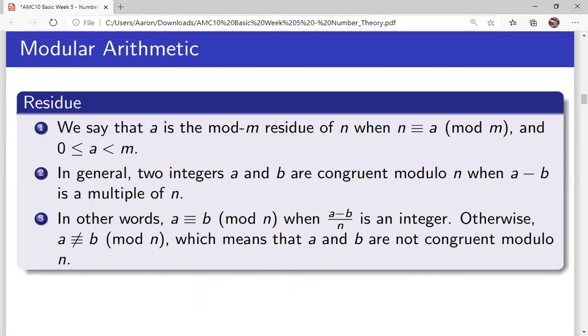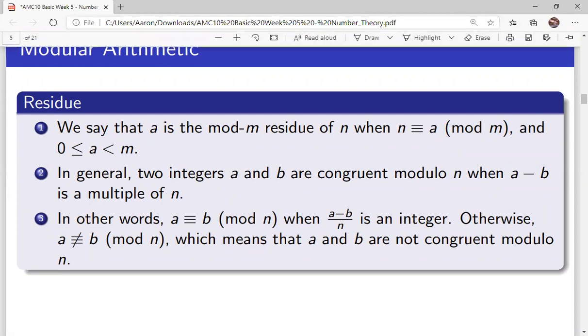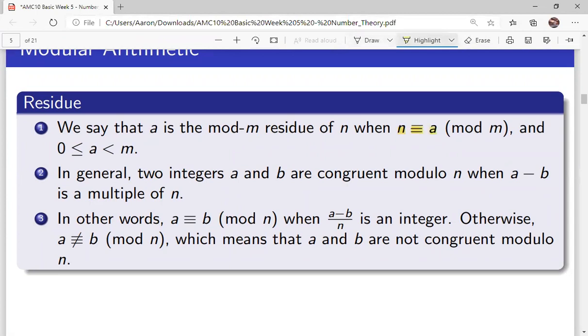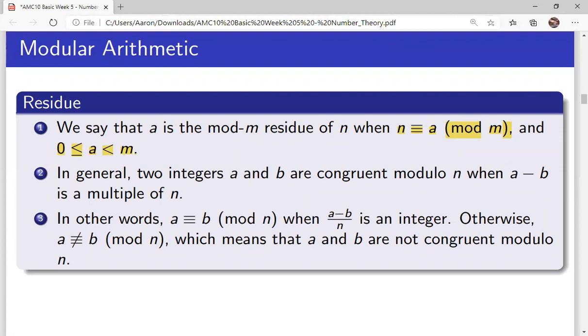So, a residue. You say that A is the mod M residue of N if N is congruent to A mod M. And in general, the most common form of this is for 0 less than or equal to A less than M. And so in general, two integers A and B are congruent mod N if and only if A minus B is a multiple of N.